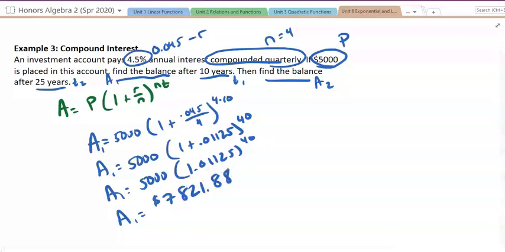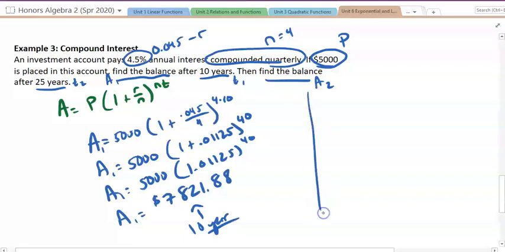So after 10 years, this is our 10-year mark, our account has $7,821.88 in it. We've gained about $2,800 in 10 years just by putting $5,000 in this investment account to earn. But what happens if we let that money continue to sit, continue to gain this interest for 25 years? Let's watch what happens.